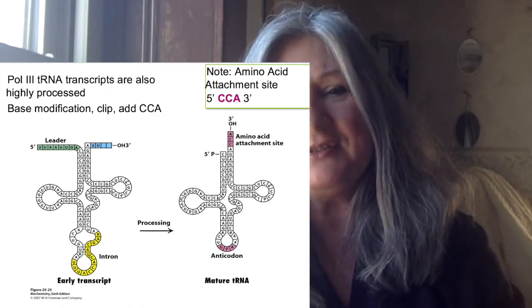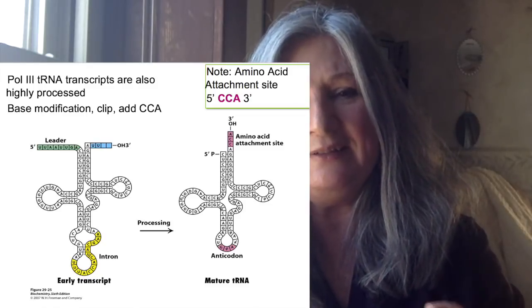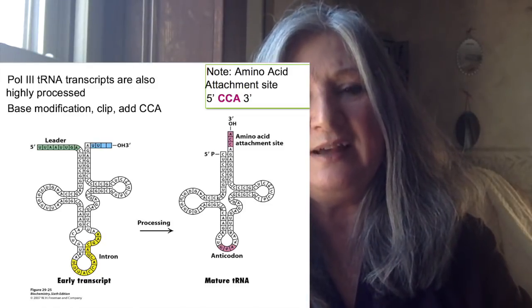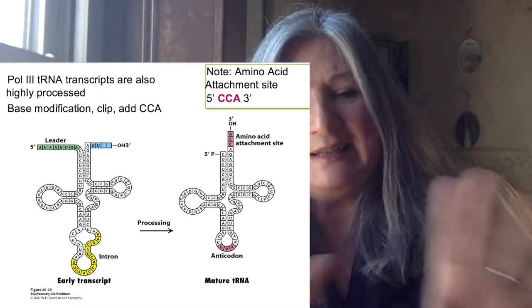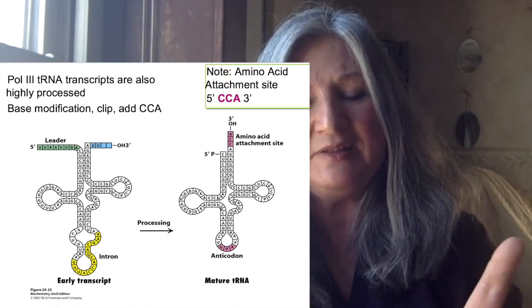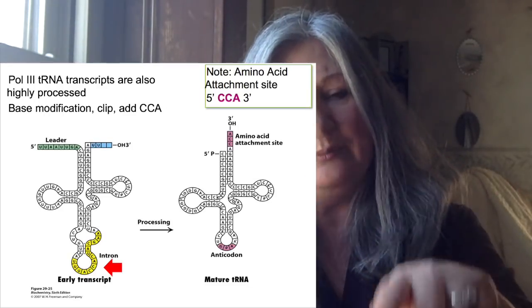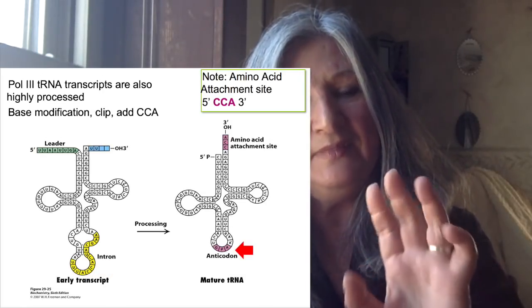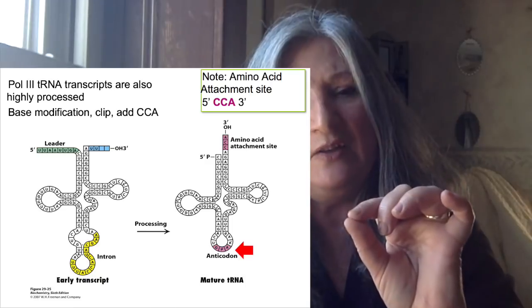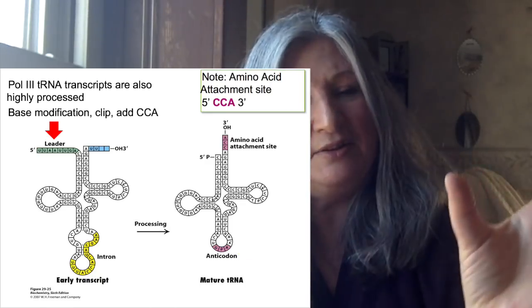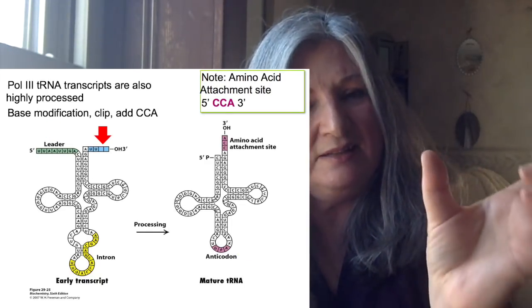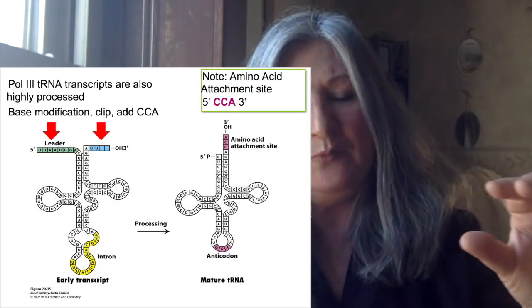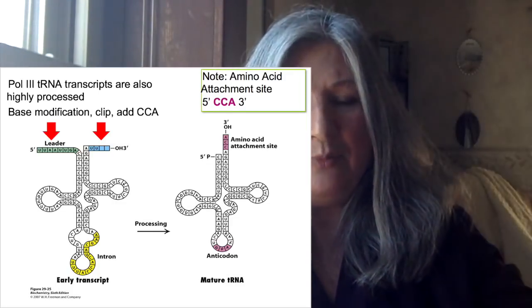With Pol-3 transcripts, with tRNA specifically, we're going to do a lot more than that. We're going to first take the primary transcript, the early transcript, and we're going to splice out part of the bottom loop to form the anticodon. And then we're going to remove the 5' leader sequence and also part of the 3' end as well. So we're going to clip off the 5' region and the 3' region.